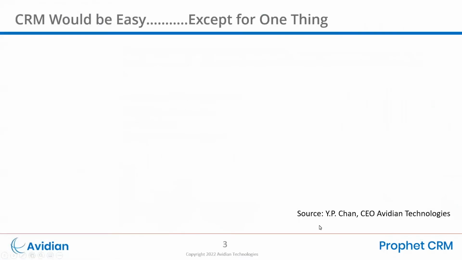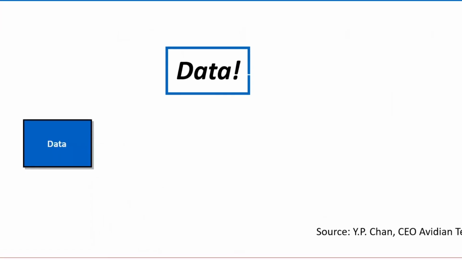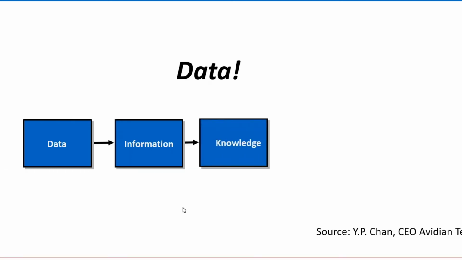But here's the thing. As I said, CRM would be easy except for one thing, and that's data. The data is the foundation for your entire CRM program. Without data, there's no value to it. But data itself is just raw data, and what we're going to be showing you how to do is start transforming that into useful information. And from that, you'll gain knowledge about your business.